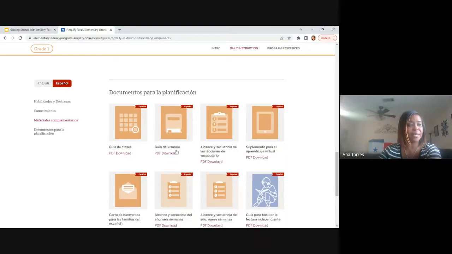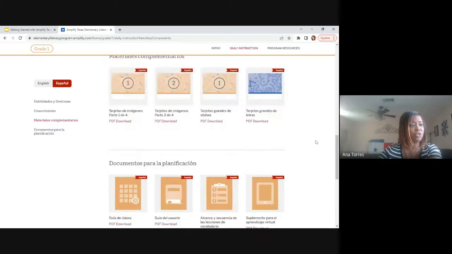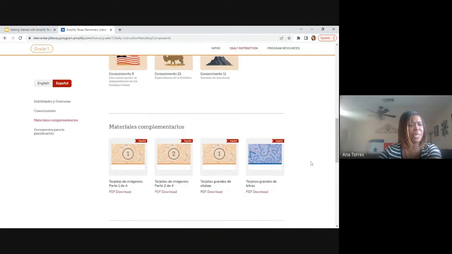And then you also have your documents, your planning documents also here. Your guía de clases, guía de usuario, which is your program guide, and scope and sequences, and other additional information. Carta de bienvenida, which is a letter that you can send to parents. So you have additional documents for planning here. So please make sure that you also check out your materiales complementarios here as well, because that gives you the other resources that are also part of your curriculum.